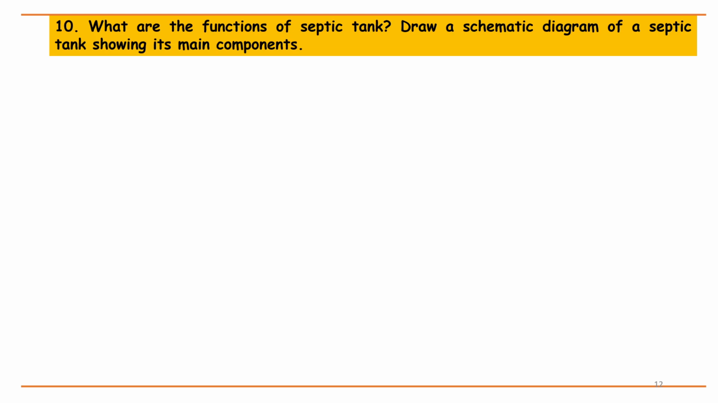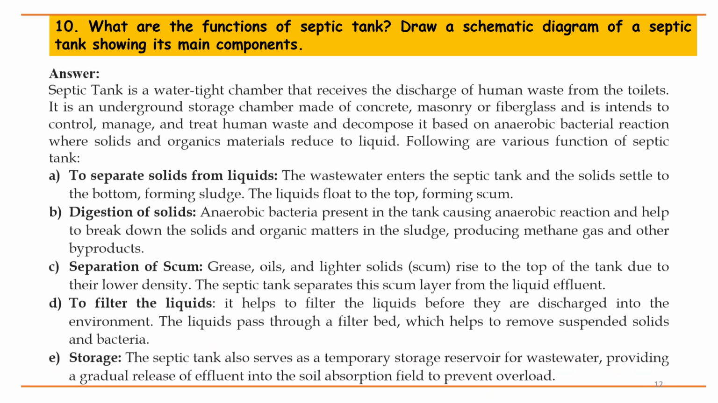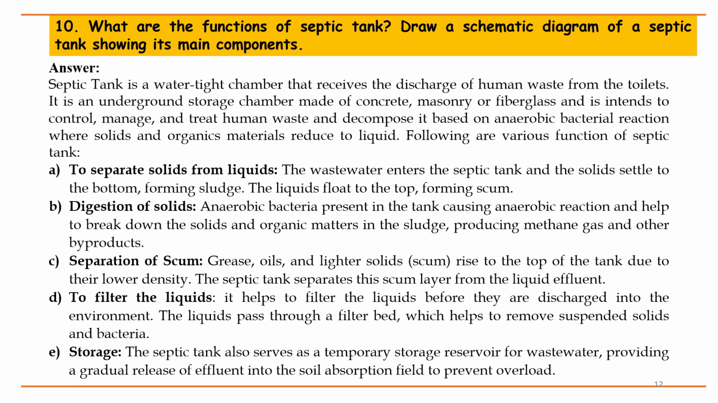10. What are the functions of a septic tank? Draw a schematic diagram of a septic tank showing its main components. Answer: a septic tank is a watertight chamber that receives the discharge of human waste from the toilets. It is an underground storage chamber made of concrete, masonry or fiberglass and is intended to control, manage, and treat human waste and decompose it based on anaerobic bacterial reaction, where solids and organic materials reduce to liquid.